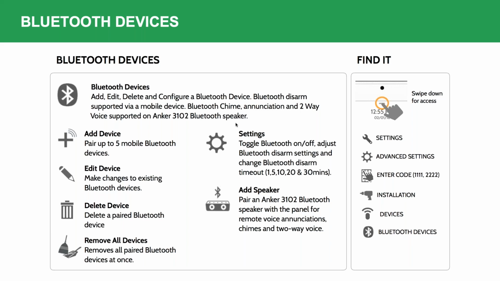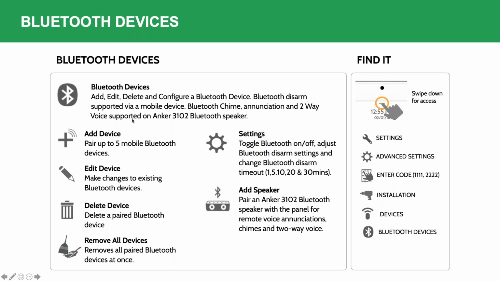Now I want to jump into some additional programming, some advanced programming. We mentioned, hey, you can program Bluetooth through that wizard, but let's say I've already programmed the panel. Now I want to add it in. I don't want to jump back into the wizard. You can go into settings now and say, hey, I want to add that phone. Go into settings, advanced settings, go into installation, devices, and Bluetooth devices.